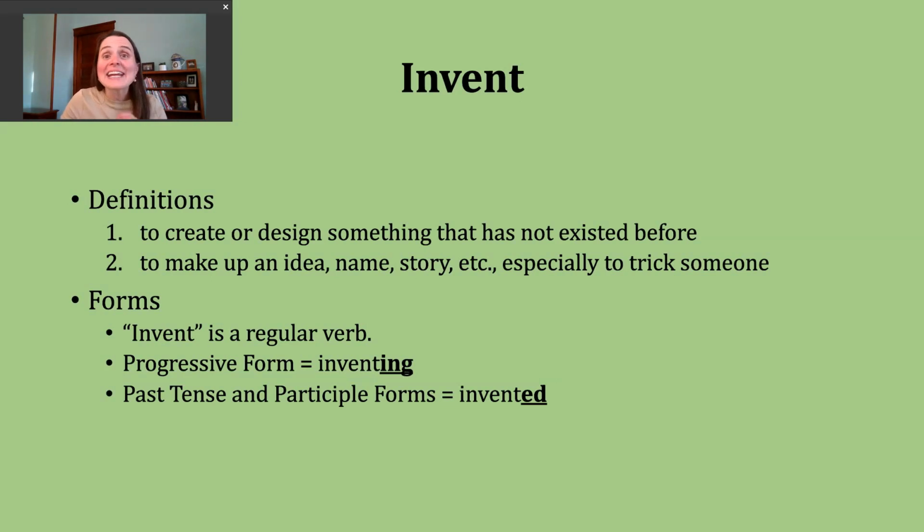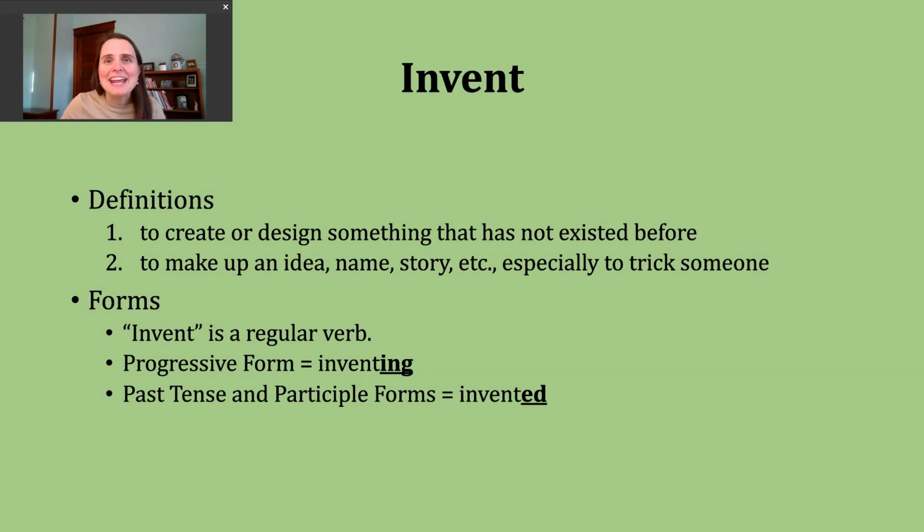Now, you should know that invent is a regular verb. To make the progressive form of this verb, all you need to do is add ing to form inventing. The past tense and participle forms of this verb can be made by adding ed.